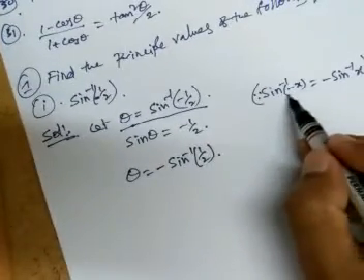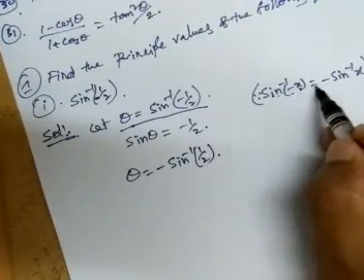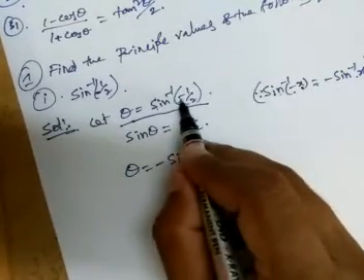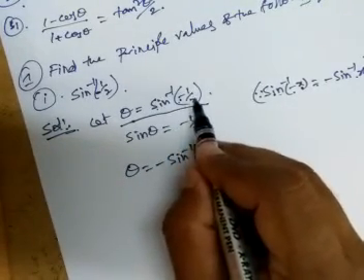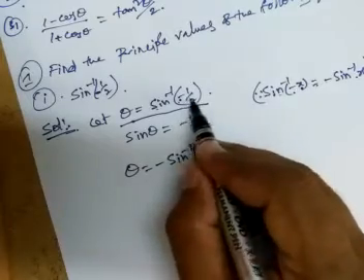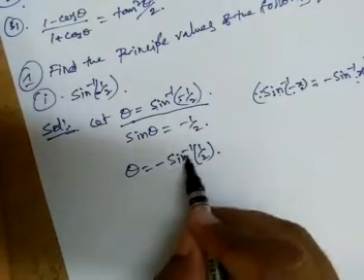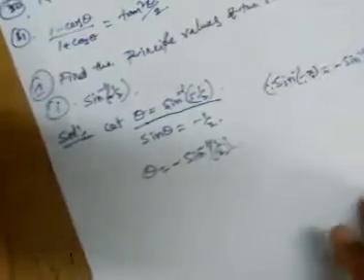According to this formula, sine inverse of minus x equals minus of sine inverse of x. Here, in place of x we have 1 by 2. So sine inverse of minus x equals minus of sine inverse of x, which is minus of sine inverse of 1 by 2.